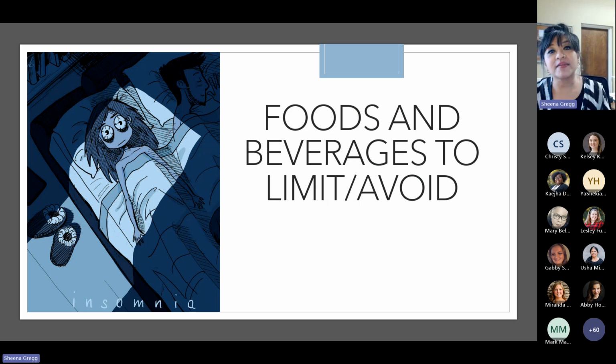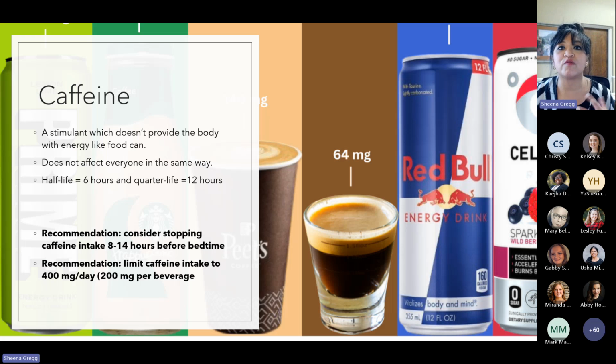Okay, so we talked about some different nutrients that we want to consider for really enhancing our sleep quality. Now let's start to focus on those things that we want to avoid. So, caffeine. Goodness, I feel bad saying anything about caffeine when we work at an institution of higher ed, and caffeine can get many of us throughout the day.